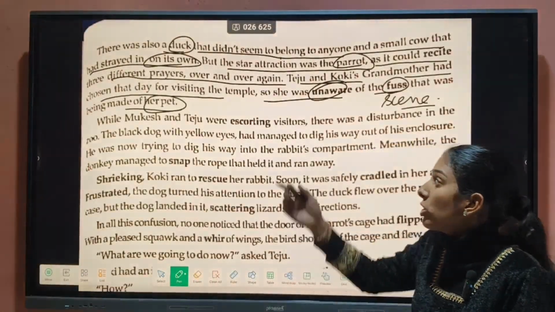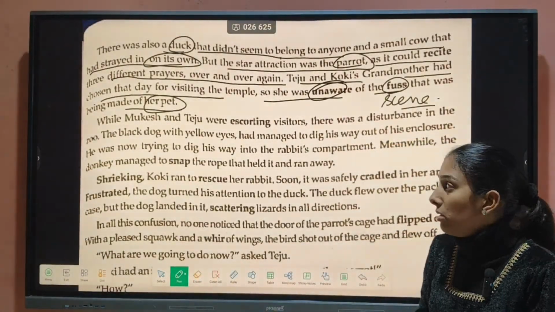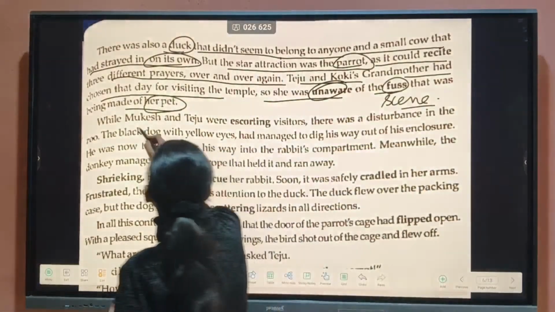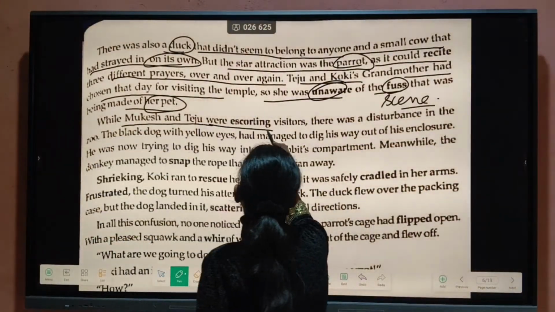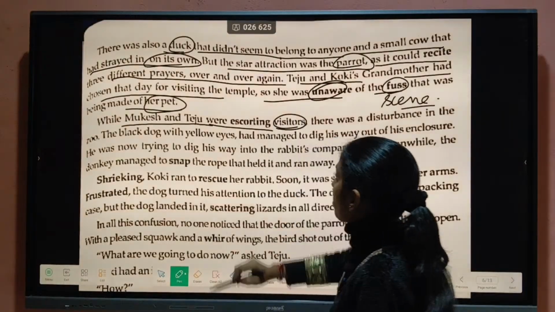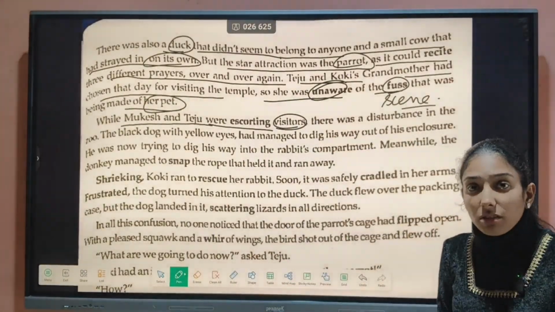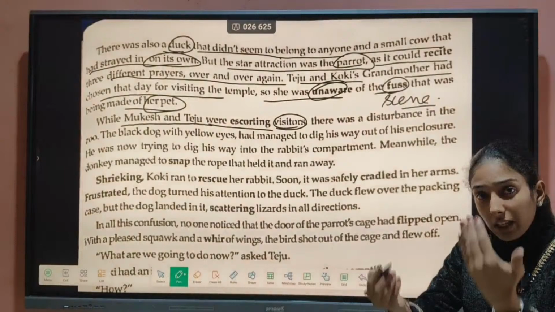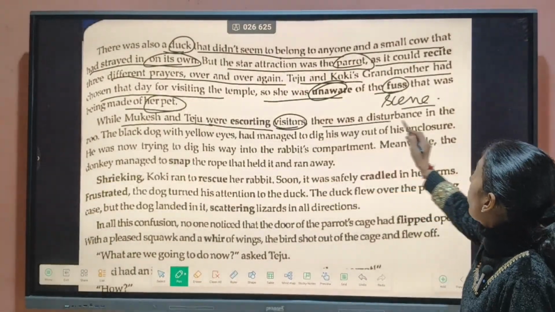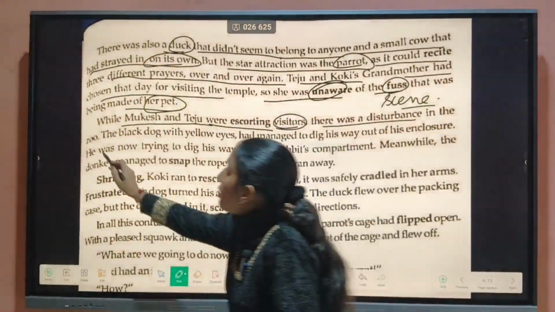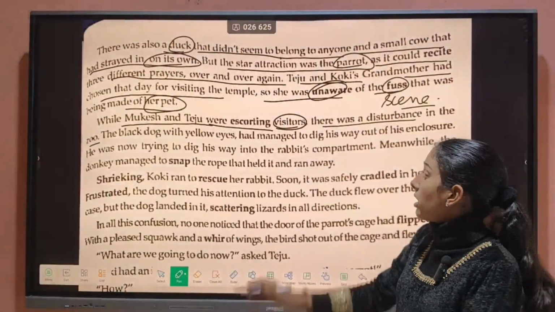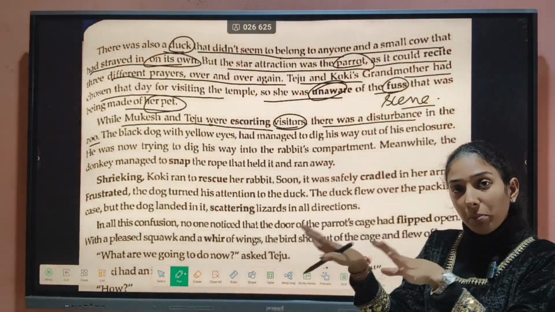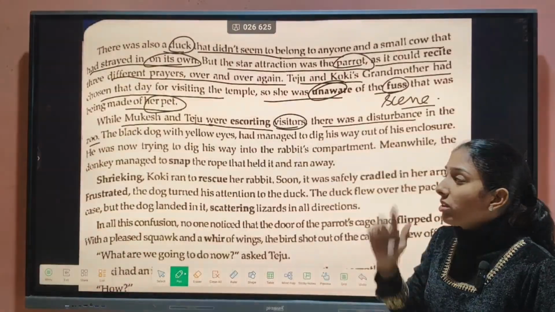Okay? Why? Because she went to the temple. She was not at home. While Mukesh and Teju were escorting visitors, they were taking the visitors around, attending to the visitors, saying please come in. There was a disturbance in the zoo. Now what happened, as Teju and Mukesh were showing the people their animals, there was a disturbance in the zoo.